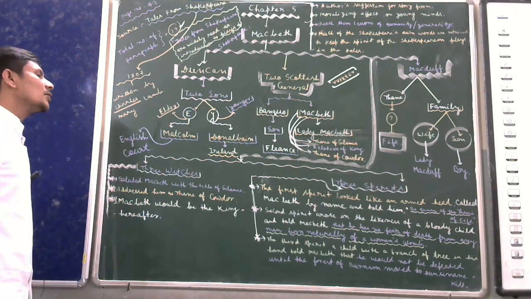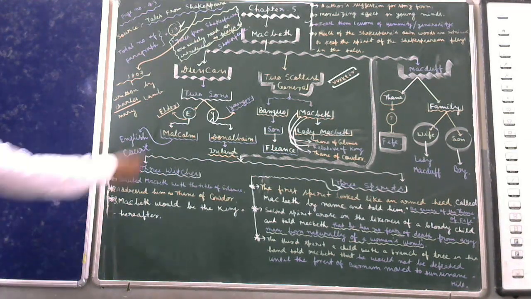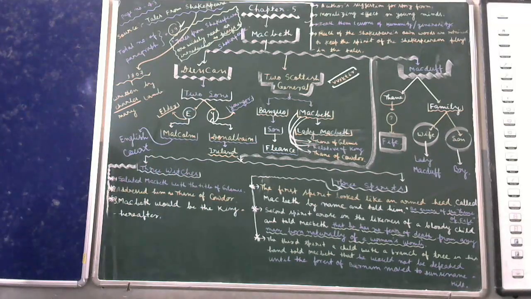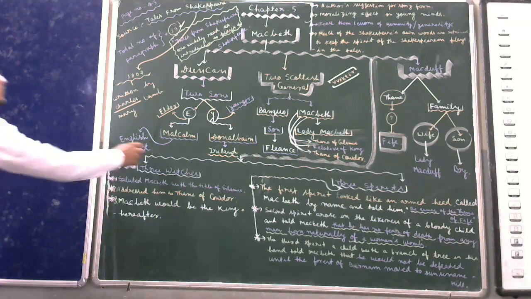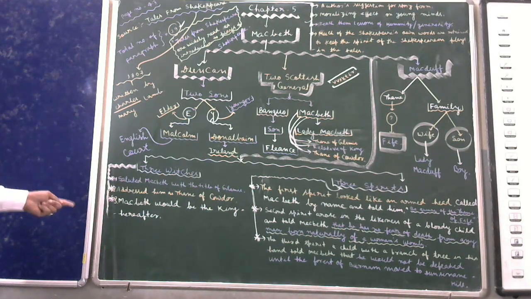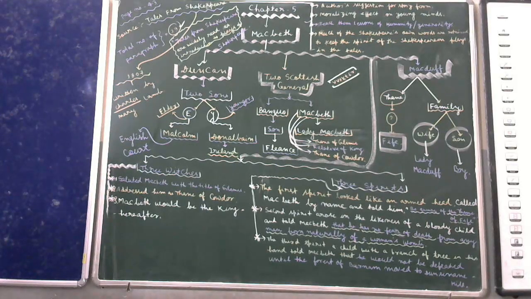In the story, we have to know his two sons, Malcolm and Donalbain. Malcolm is the elder son of Duncan, while Donalbain is the younger son. When Duncan was killed, in order to save their lives, they had to escape from the palace of Macbeth. Malcolm sought shelter in the English court while Donalbain sought shelter in Ireland.